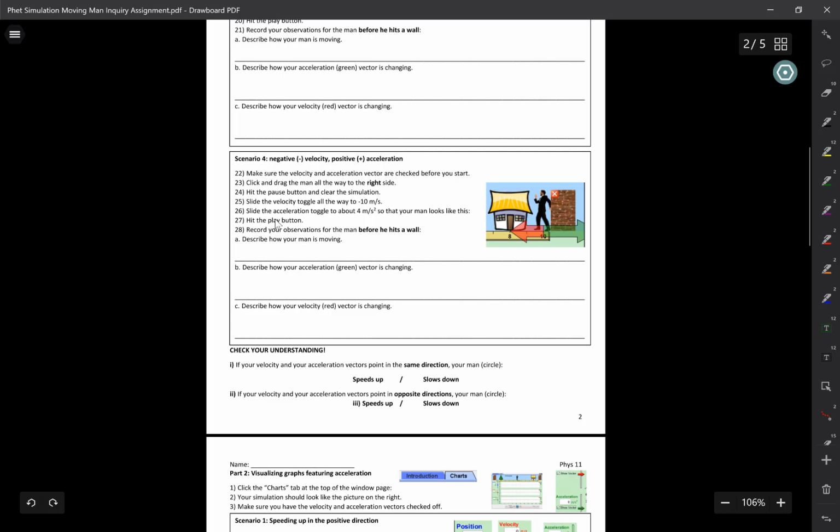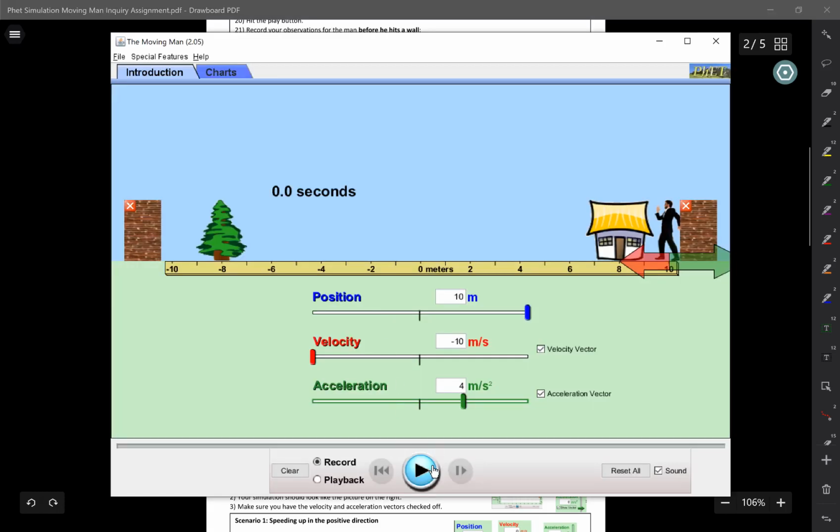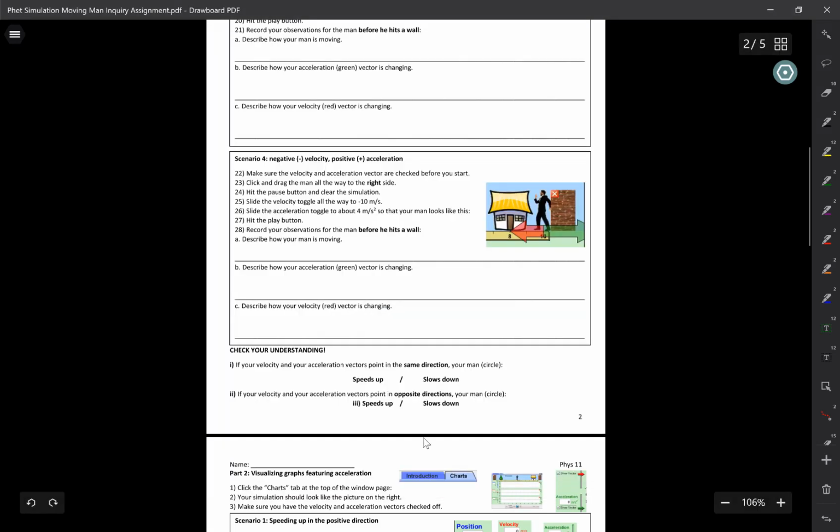Hit the play button. Record your observations for the man before it hits the wall. Describe how he's moving, how your green acceleration vector is changing, how your red velocity vector is changing. Okay, so you press this play button, observe. Okay, and that's the last scenario of part 1.